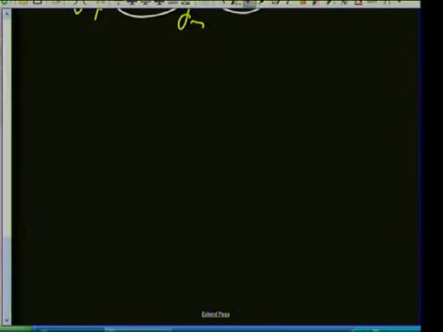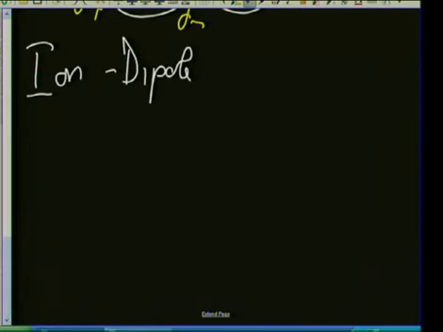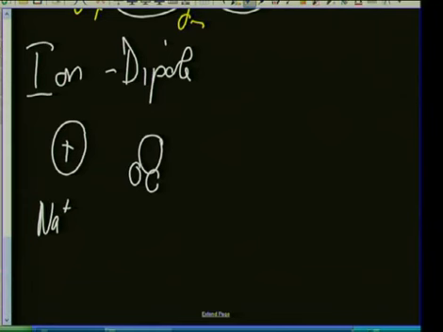Now, there's two other categories, and these don't occur very often, but I want to show them to you. The first one I'm going to say is look at an ion dipole. If we've got an ion, something like sodium, within a solution of water, so if we've got a water molecule, and I'm just going to represent the water molecule like that, and recognize that that is H2O.